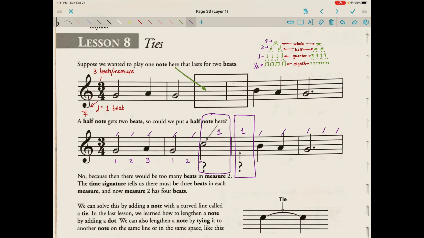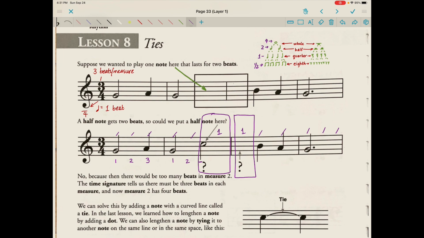Reading on, he says, no, we can't just use a half note because then there would be too many beats in measure 2. The time signature tells us there must be 3 beats in each measure, and now measure 2 has 4 beats if we use that half note. We can solve this by adding a note with a curved line called a tie.